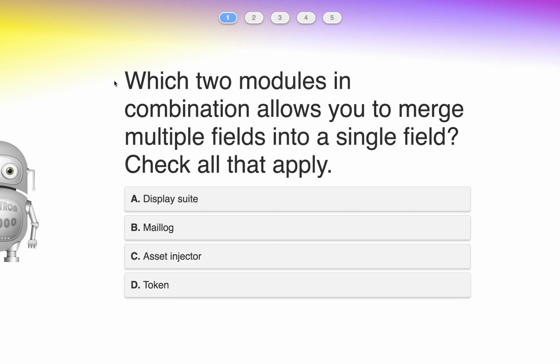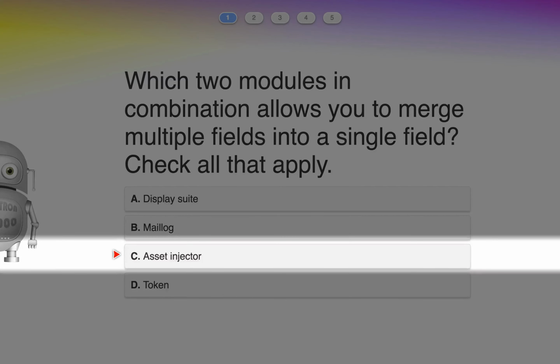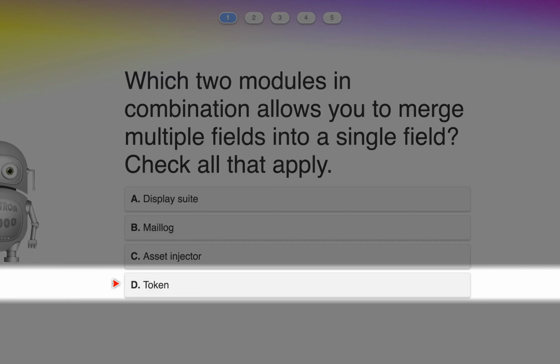Question 1. Which two modules in combination allows you to merge multiple fields into a single field? Check all that apply. A. Display Suite, B. Mail Log, C. Asset Injector, and D. Token.